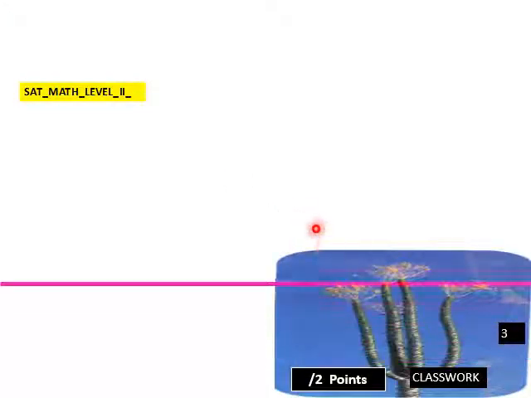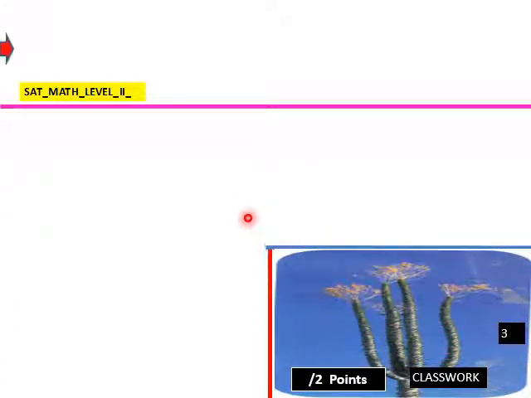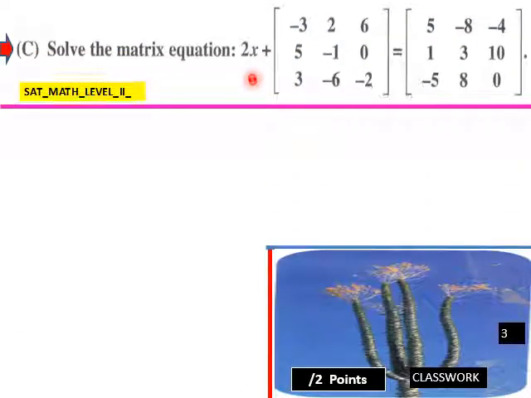And then for C here, we have a C part of this coming up. C, solve the matrix equation. 2x plus this matrix here equals this here, so we need to find x to transform from this to this, okay? Is what we need to do. So 2x equals 5 minus 8, negative 4, 1, 3, 10, negative 5, 8, and 0. Then we're going to subtract. So what we're going to do, we're going to move this over here.